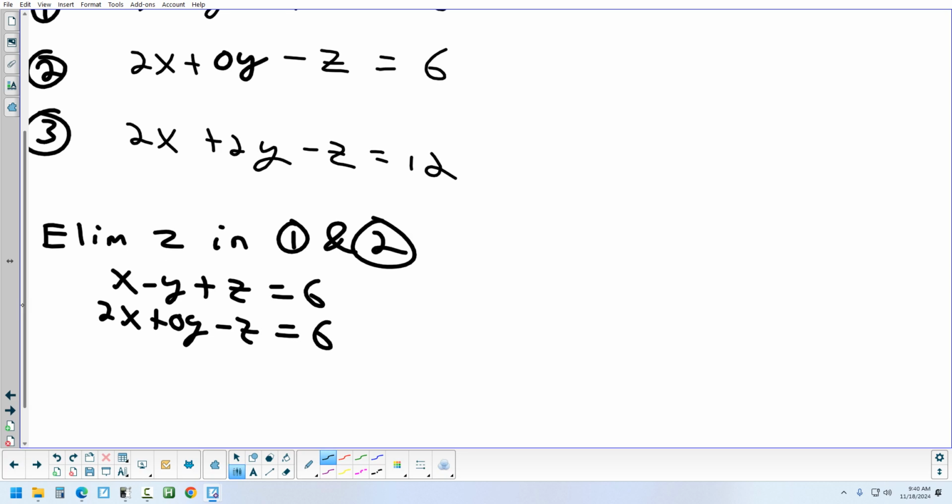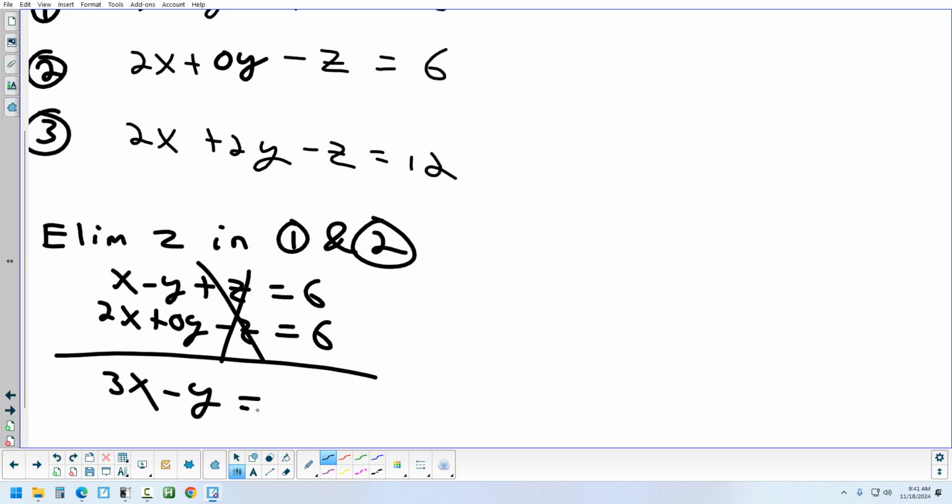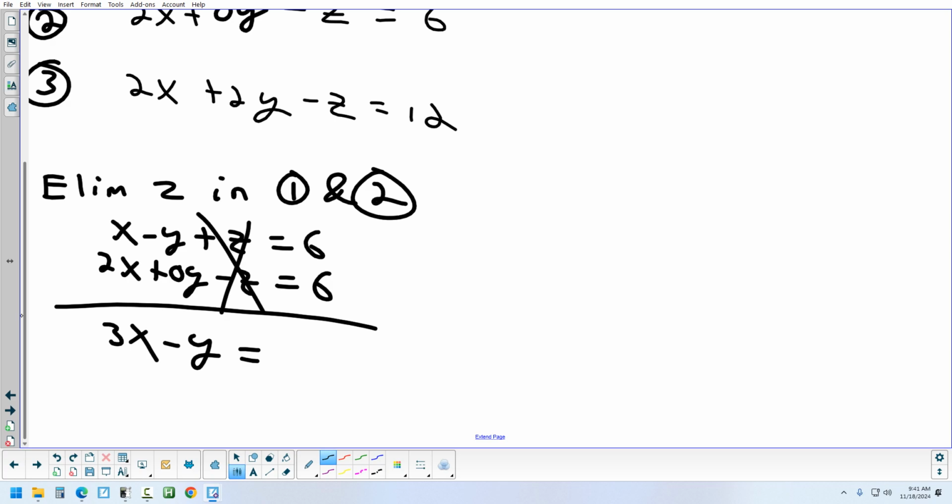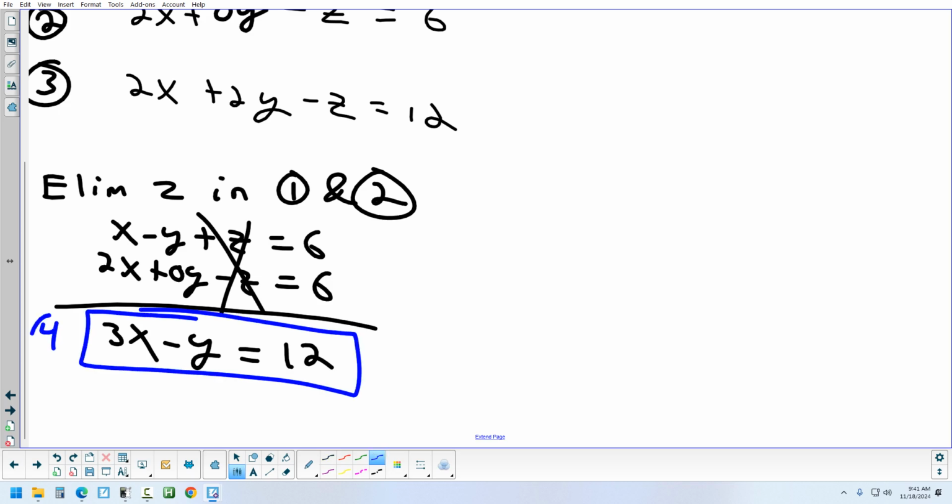Okay. So now, what would we have to multiply by to make the z's opposite? Nothing. They already are. So just add them the way they are. Okay. Add your first column. What do you get? 3x. Second column, minus y. Third column, z's are gone, and the numbers on the other side. 12. So that was a lot easier than the first step in the last one, because we didn't have to multiply. So that is your first new equation.